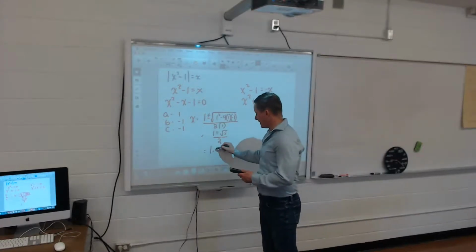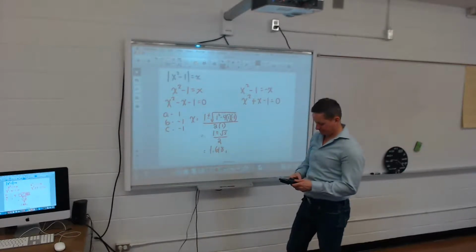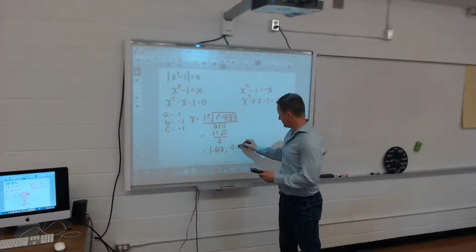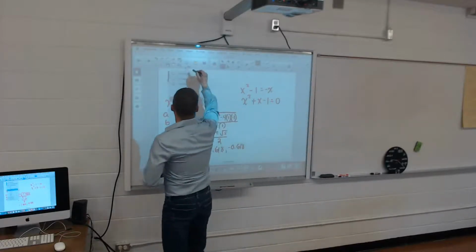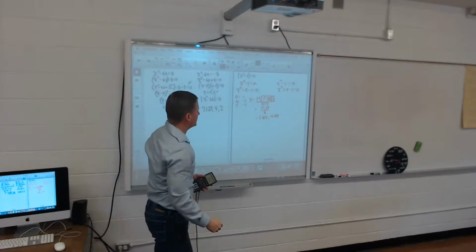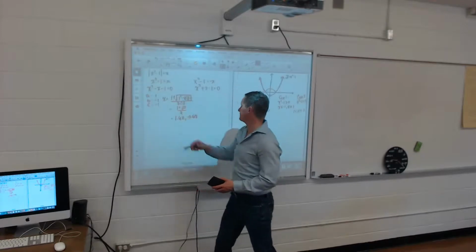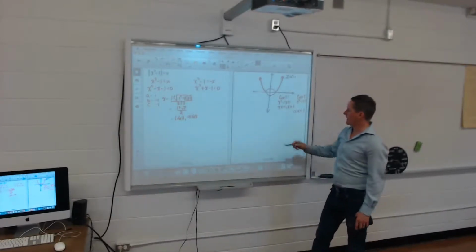So when I add them, I get 1.618. When I subtract them, I get negative 0.618. Okay, so just looking at my 2 solutions, the first solution is 1.618, and the second solution is negative 0.618.